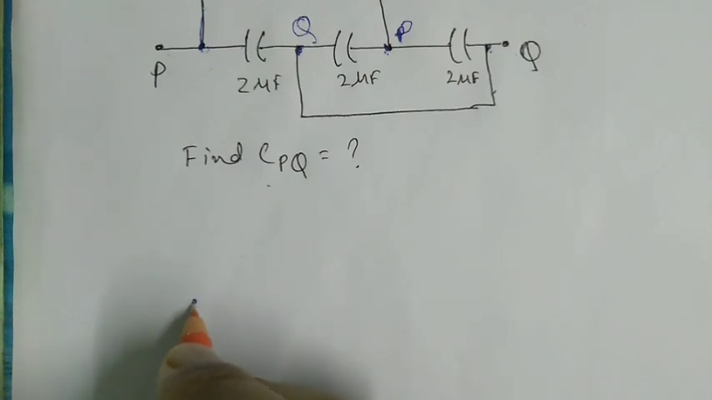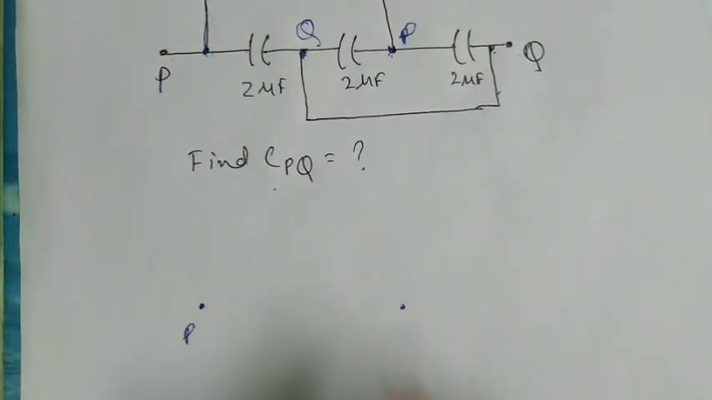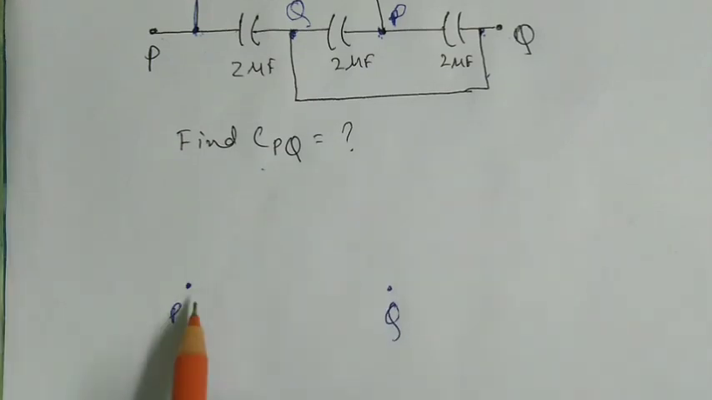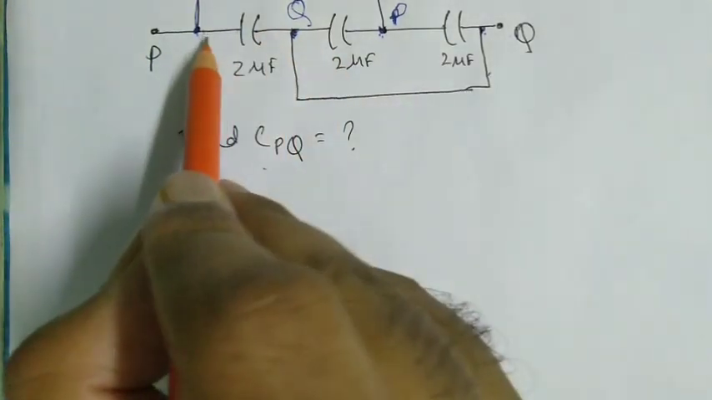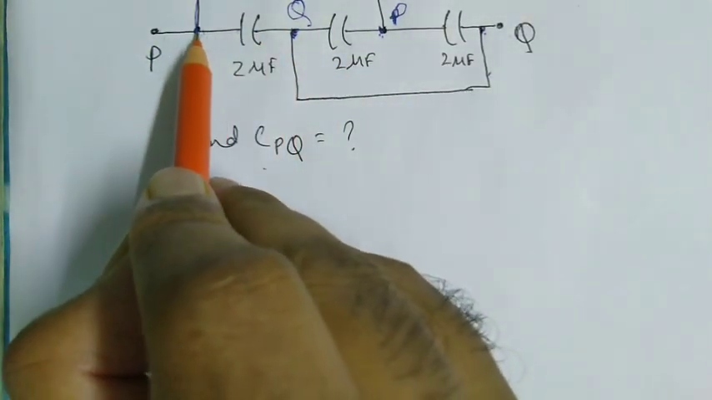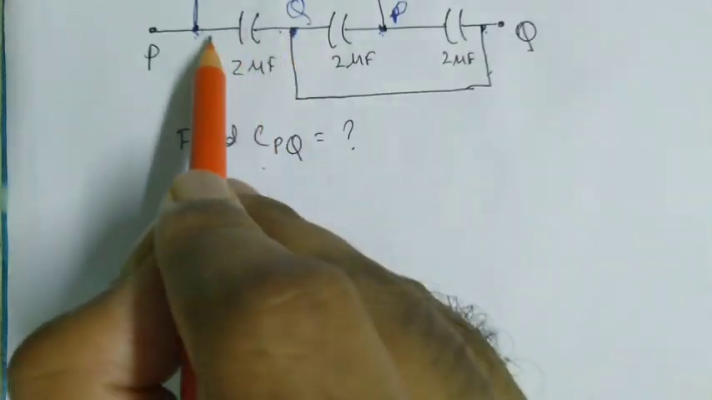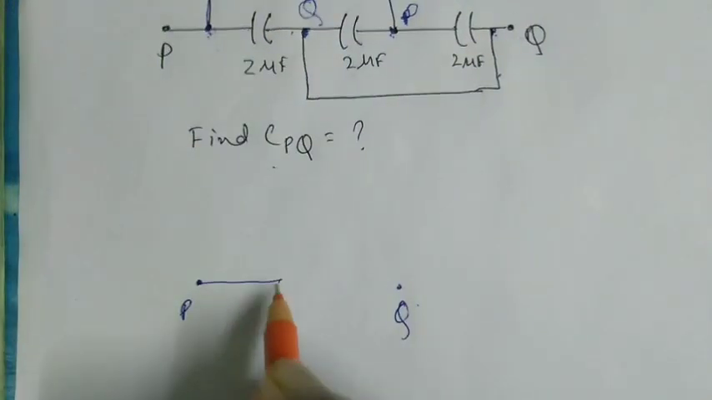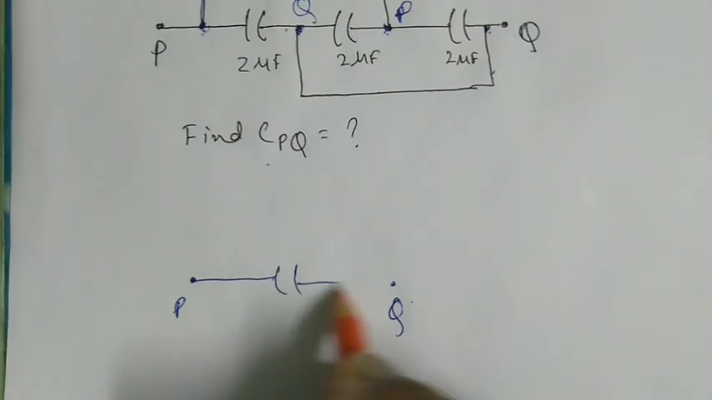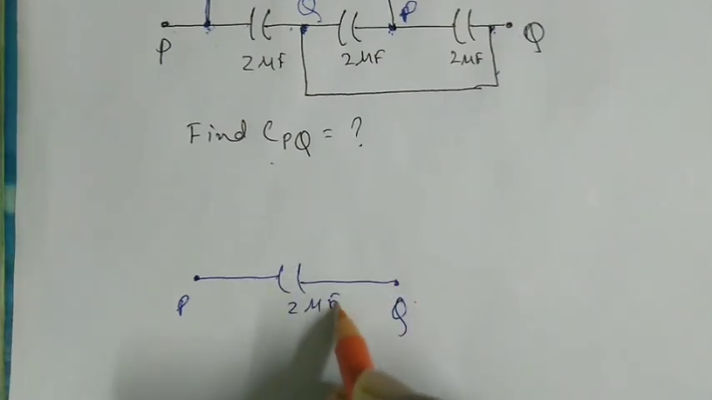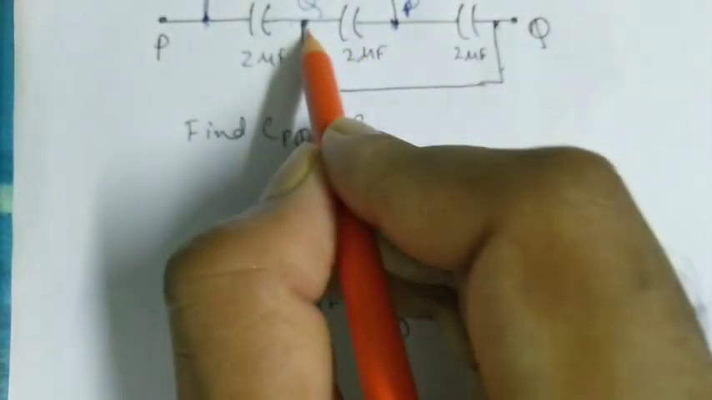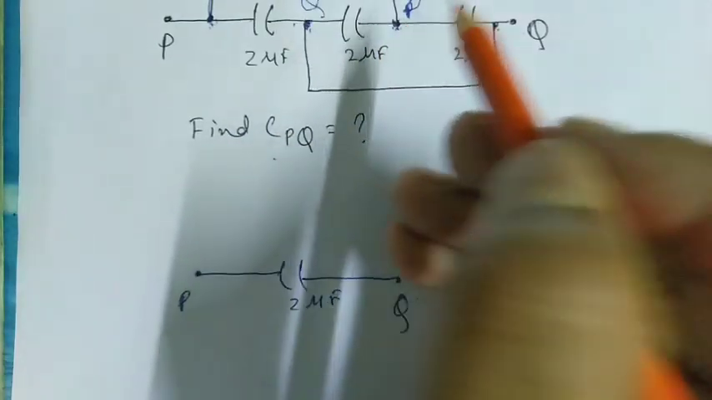Now follow the same procedure. Give two nodes P and Q, P here and Q here. Look at this circuit, P and Q. Between P and Q there is one capacitor of capacitance 2 microfarad, and between P and Q there is another capacitor.